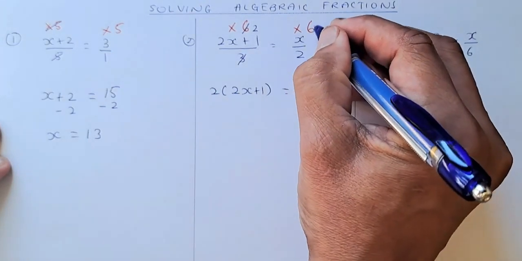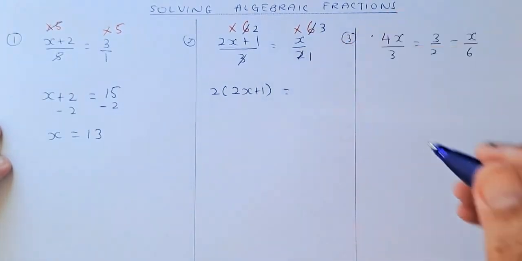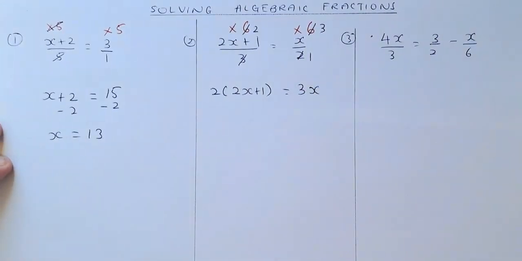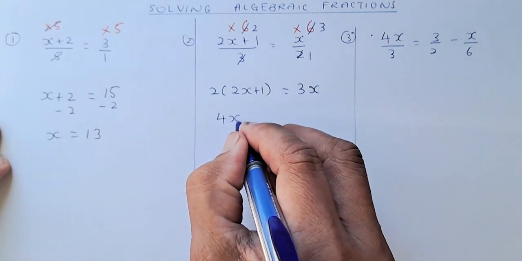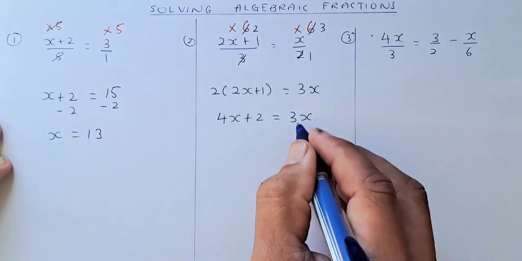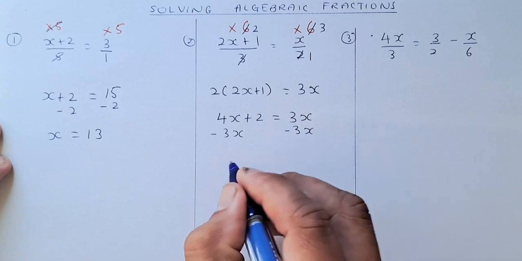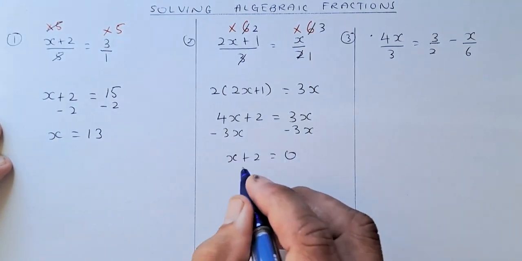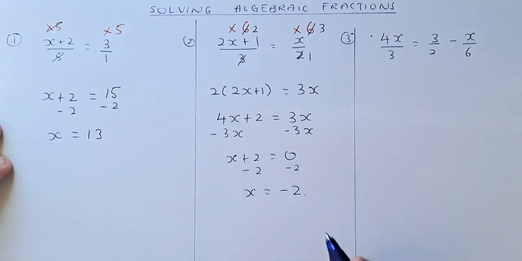and 6 over 2 cancels, it's going to give you 3, because 6 divided by 2 is 3. So that's equal to 3x on the right hand side. Now you're going to expand, it's going to be 4x + 2 = 3x. Next step, you get rid of this 3x, you minus 3x on both sides. So what's left is x + 2 = 0, and you minus 2 on both sides, so x is equal to negative 2.